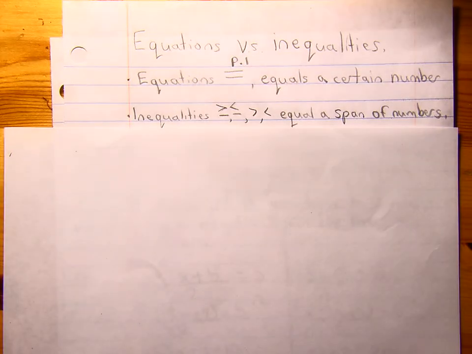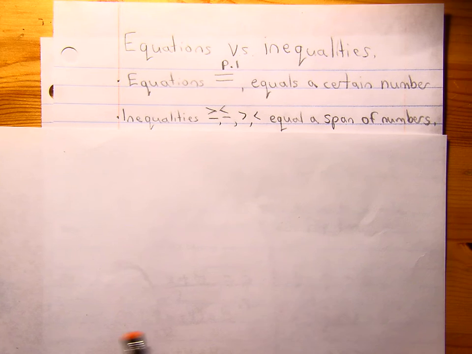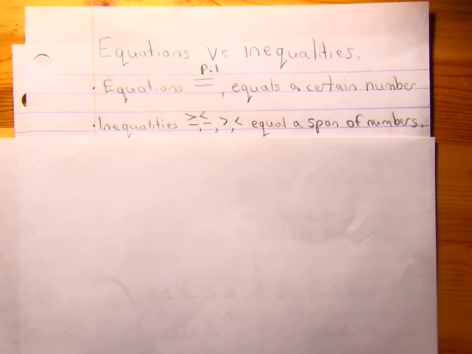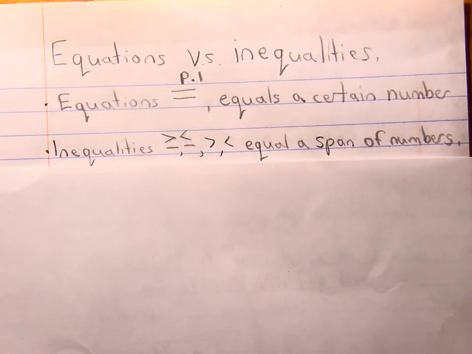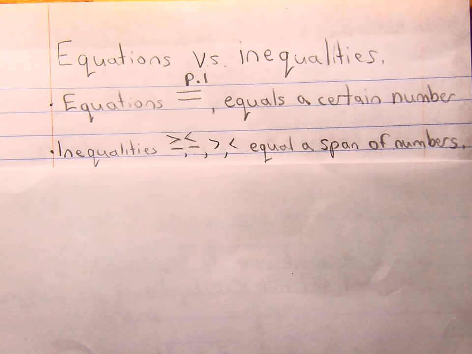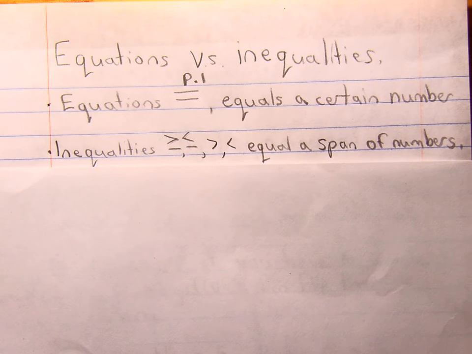All right. So we are looking at equations versus inequalities. These are ones that are almost so easy they're difficult, because there are very similar features between them that get people mixed up. They're so close but so different, and it gets a lot of people.